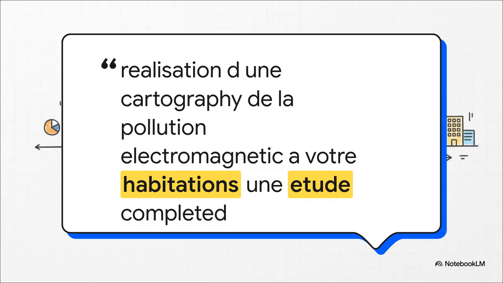So our story kicks off right here with this really cryptic piece of French about mapping electromagnetic pollution. It seems completely random, doesn't it? Well, that's exactly how we felt. This is clue number 1 in a digital puzzle we're going to solve together in this explainer.